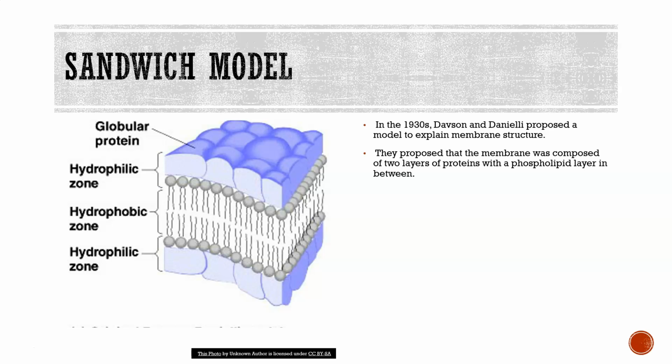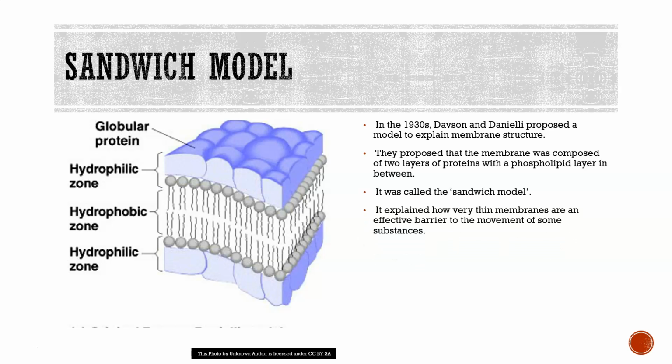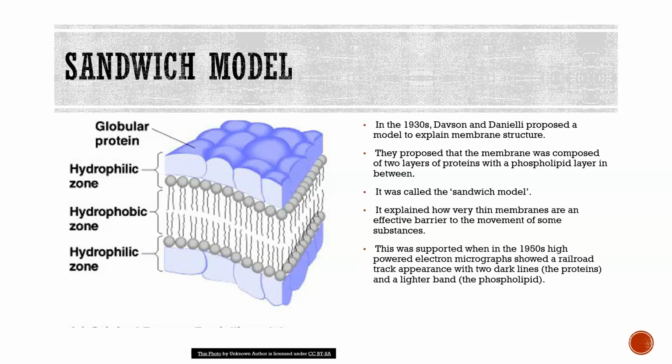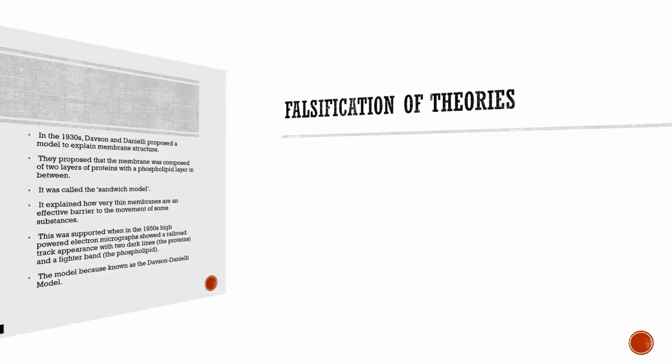They proposed that the membrane is composed of two layers of proteins with a phospholipid layer in between. They called this the sandwich model, and it explained how very thin membranes are an effective barrier to the movement of some substances. This was supported when in the 1950s, high-powered electron micrographs showed a railroad track appearance between two dark lines, the proteins, and a lighter band, the phospholipids. So it was supported by the technology that they had. The model was known as the Davson-Danielli model, so that sandwich model.